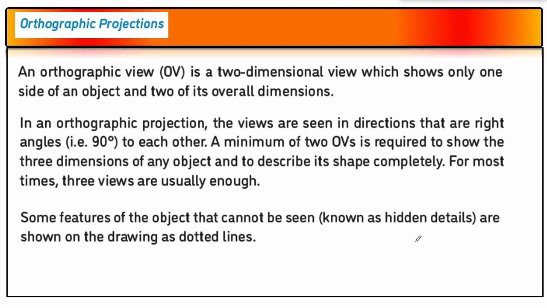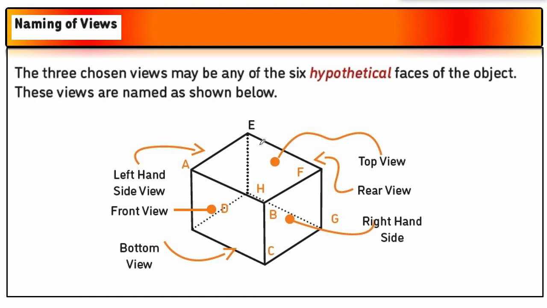Some features of the object cannot be seen, known as hidden details, and that will be shown on the next slide. As you can see, the hidden ones are the dotted lines.